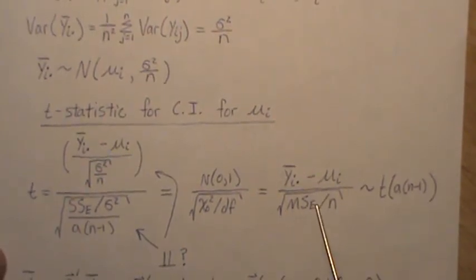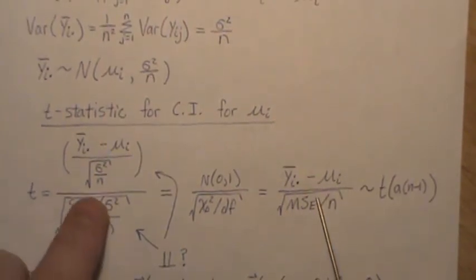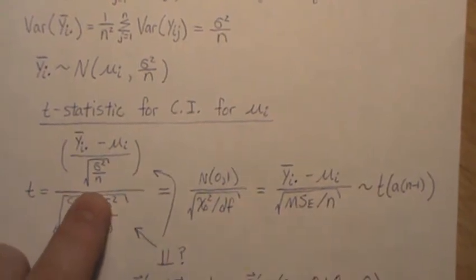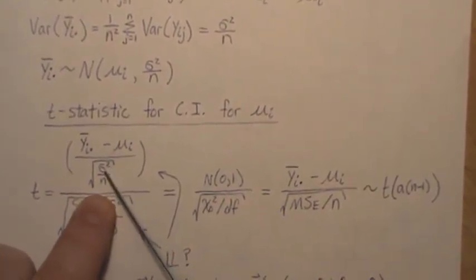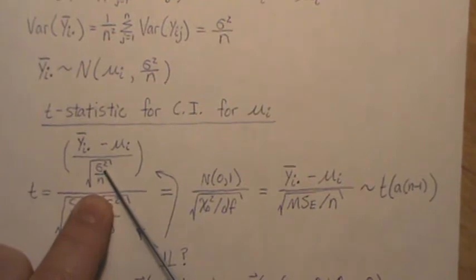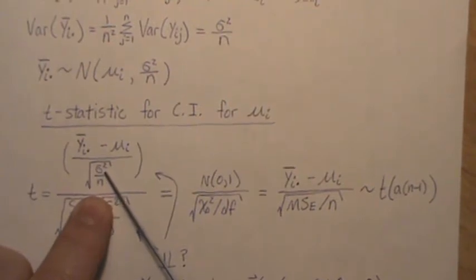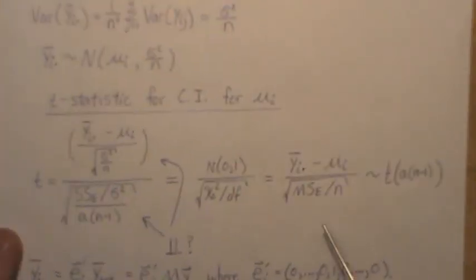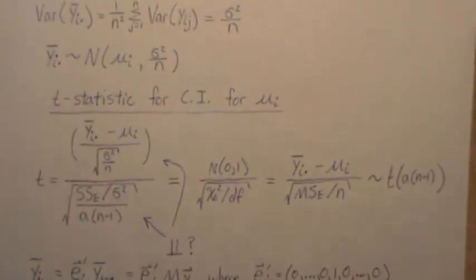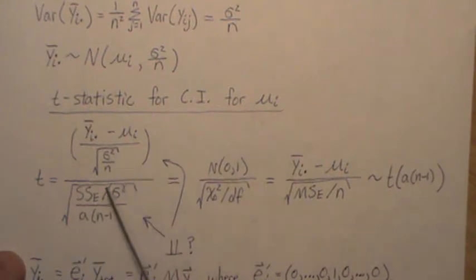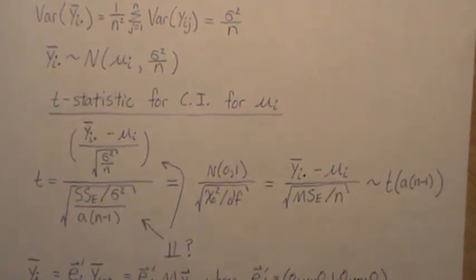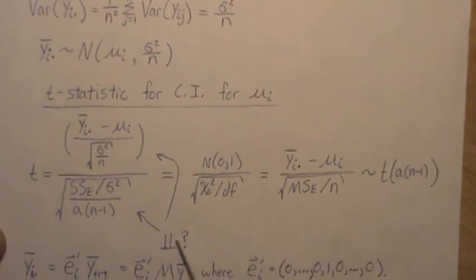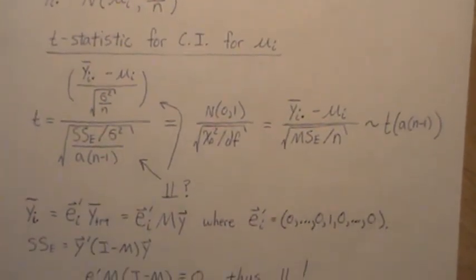And this is, to me, the magic formula. If you look at this numerator, and if we just replace sigma squared with an estimate, with MSE, the mean squared error, that's what this is. So we just replace sigma squared with an estimate, and it magically becomes a t distribution. But you have to be careful, because the numerator and denominator have to be independent. So let's check to see if they're independent.